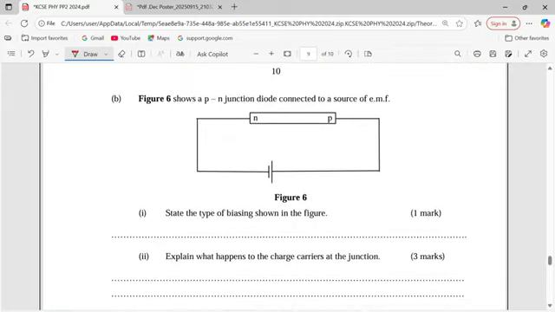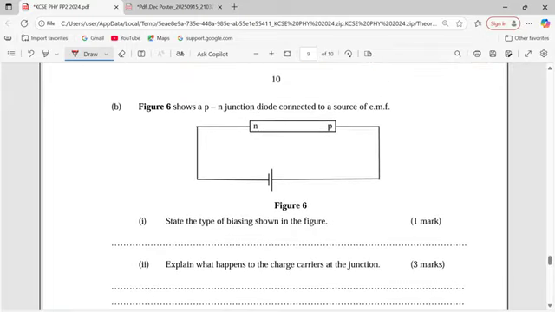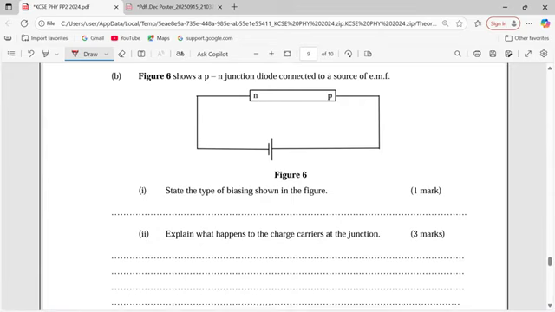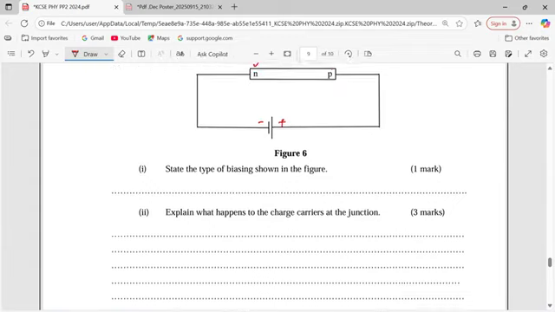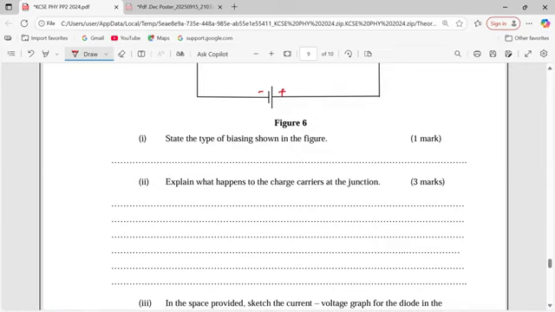A very good question. Let's check part B. Figure 6 shows a PN junction diode connected to a source of EMF. We can see the N part is connected to the negative and the P part is connected to the positive. Look at the first question: state the type of biasing shown in the figure. This is forward biasing.